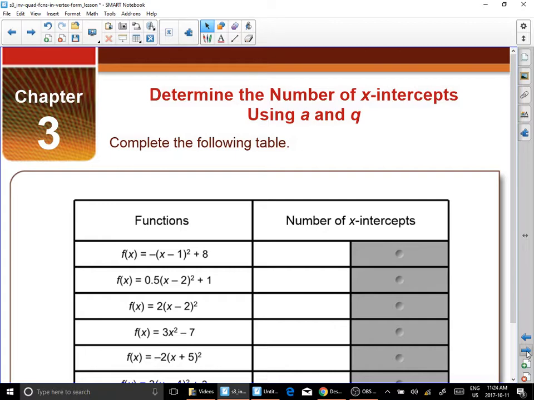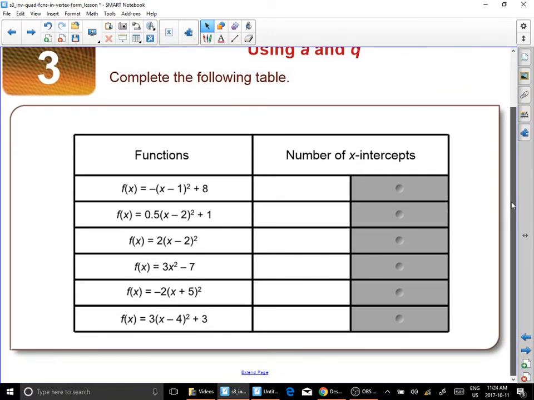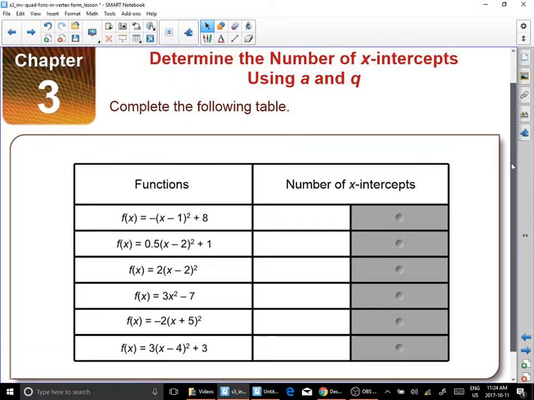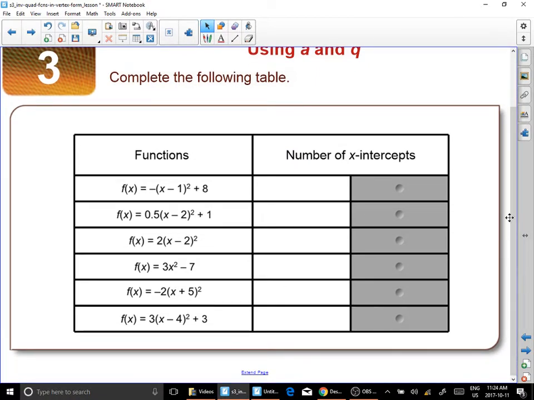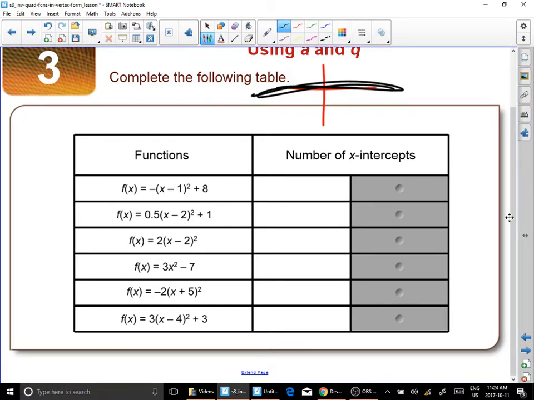So here we want to try and figure out how many x-intercepts there are. So you remember how we kind of did that? We drew the picture and we took stock of where the vertex was and whether it pointed up or down. So really what you want to know is this. Does the vertex land above or below the x-axis? And then does it point up or down? Because that's going to tell you whether there's 0 x-intercepts, 1 x-intercept, or 2 x-intercepts.